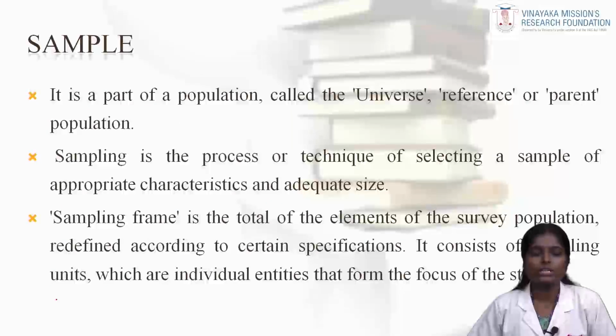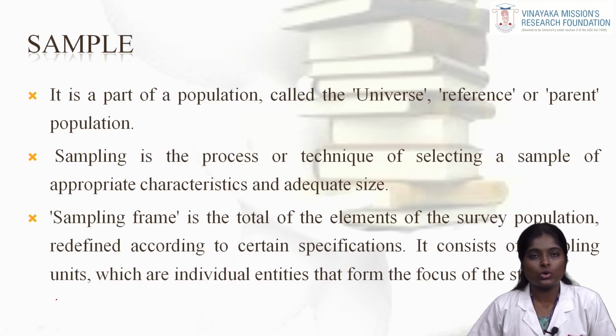So before we consider the research methodology or research designing, we need a population. We cannot always explore the overall population to find a result. So we need a representative population, which is nothing but a sample. It is a part of the population called the universe, reference, or parent population. Sampling is the process or technique of selecting that sample from the appropriate population with appropriate and adequate characteristics and size. And what is a sampling frame?